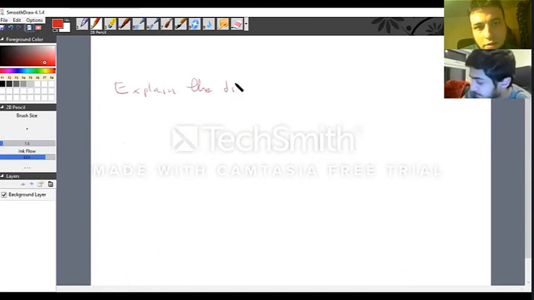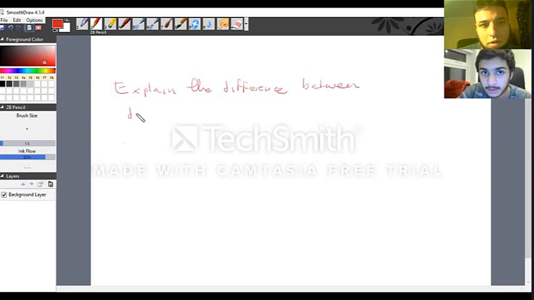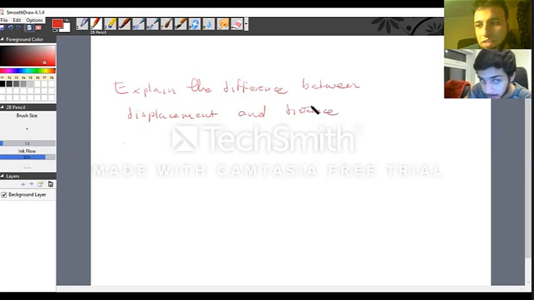The difference between. Yeah. Can you read my handwriting? Yeah. Displacement, yep, and distance. I want you to explain that by writing it down as you would explain an exam question.